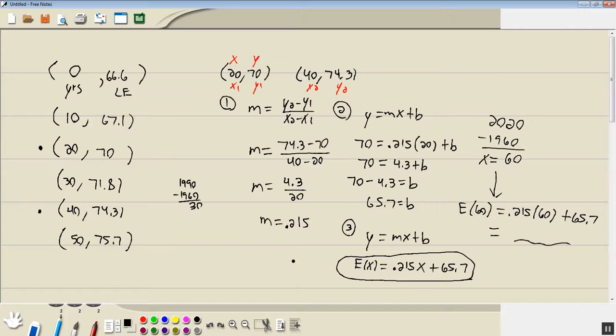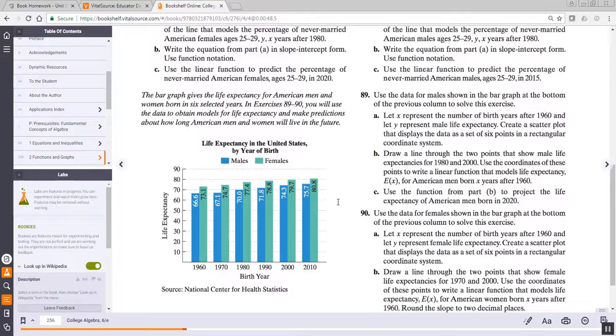Now realize you'll come up with a different equation here depending upon which points you pick. So if I pick the second point and the last point, I would get a different function. That's okay, because you're trying to find a good line that goes through those points as best as you can. Now 90 is kind of the same way, except you use the female. So you go with the light blue, aqua, whatever that is. Never good with colors.